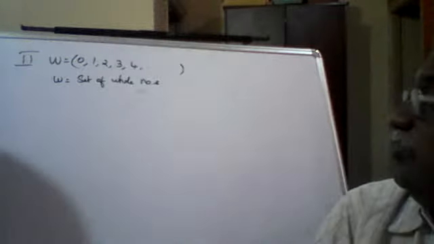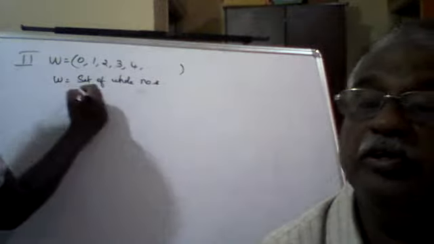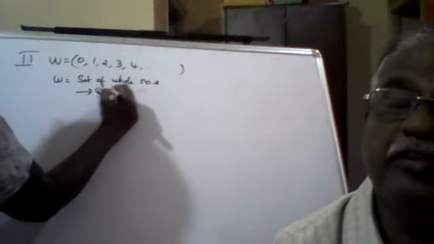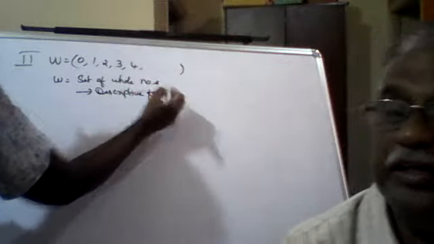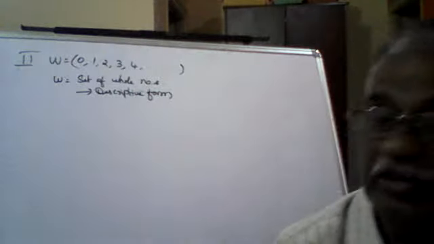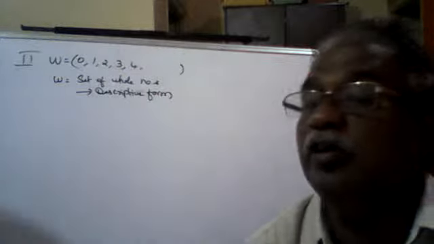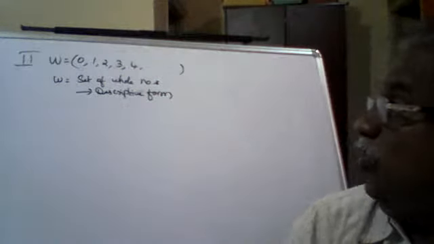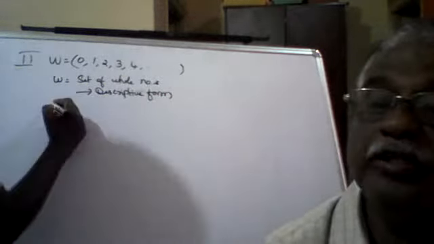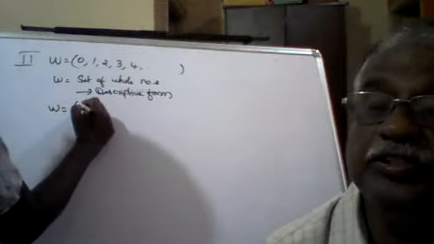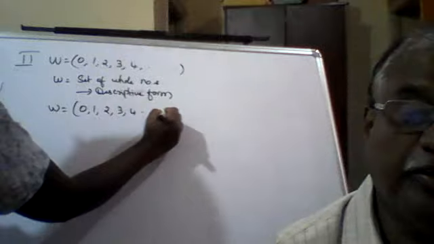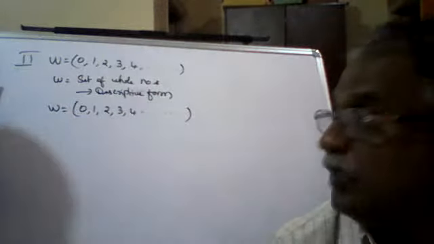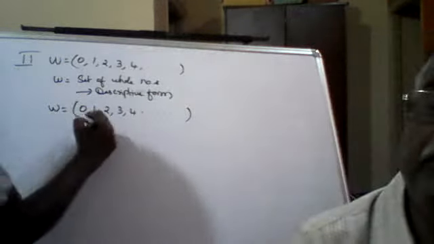So W is called the set of whole numbers. This is called descriptive form, just describing what is 0, 1, 2, 3, 4. This is the second thing in number system. The first one is called natural numbers, the second one is called whole numbers. And W is written as 0, comma 1, comma 2, comma 3, comma 4, comma 5, comma 6, dot, dot, dot. This is called roster form. Again write roster form. This is the second way of writing.